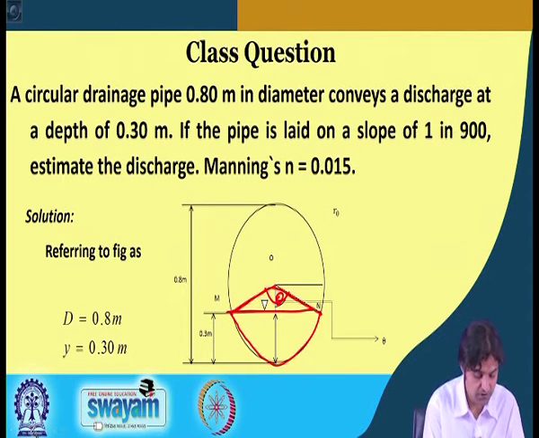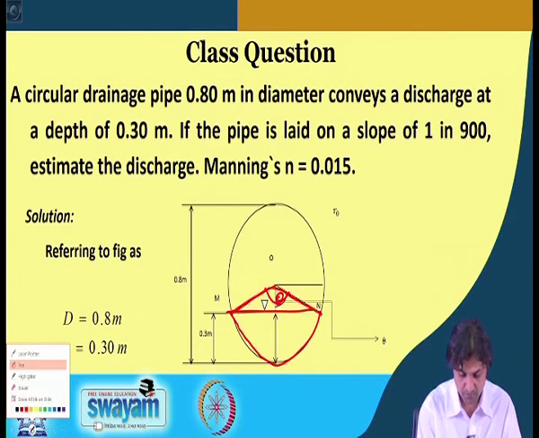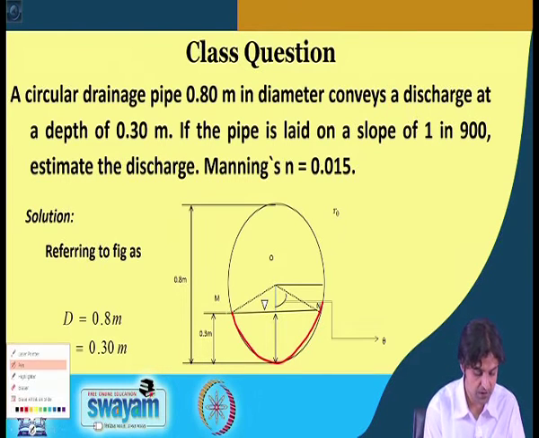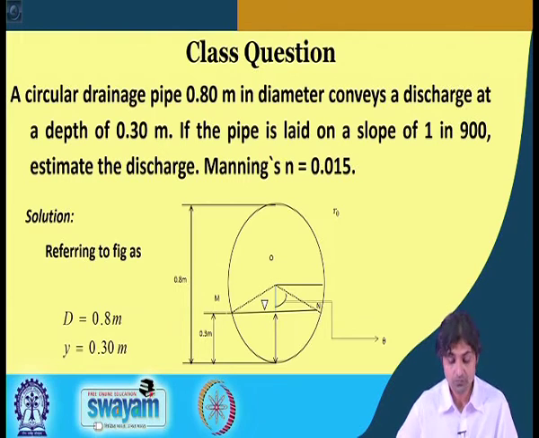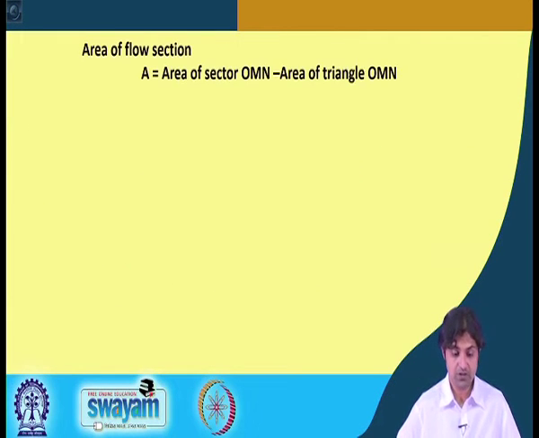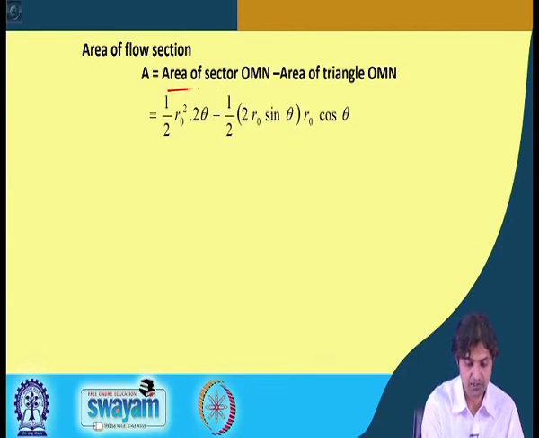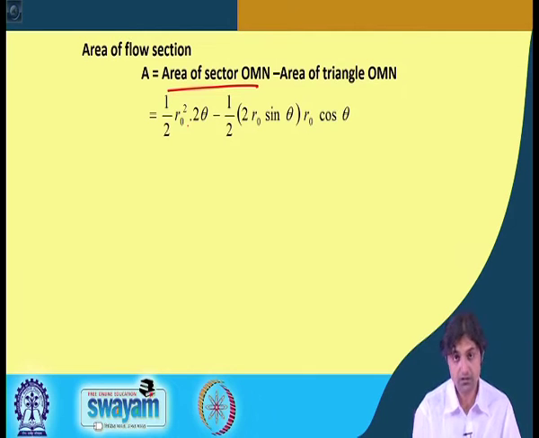This is how it works, and the same goes for the parameter. This is the wetted part and this is the wetted parameter. Now, the question is how to find that. As I said, area of the sector OMN minus area of the triangle OMN. The area of the sector OMN is very simple: half r square into 2 theta.